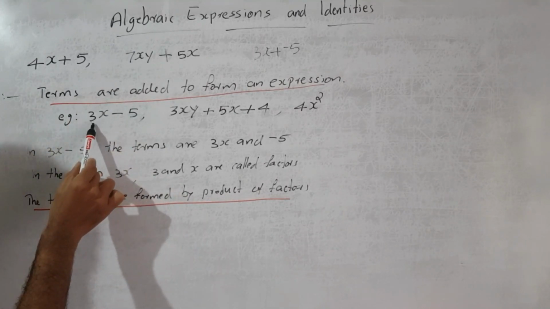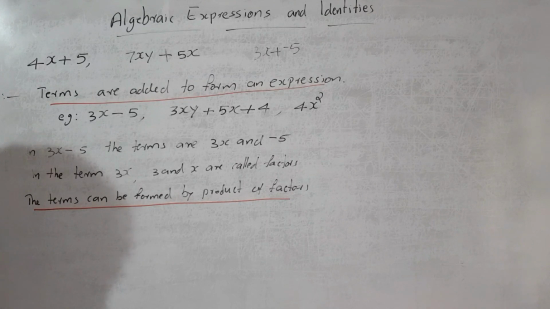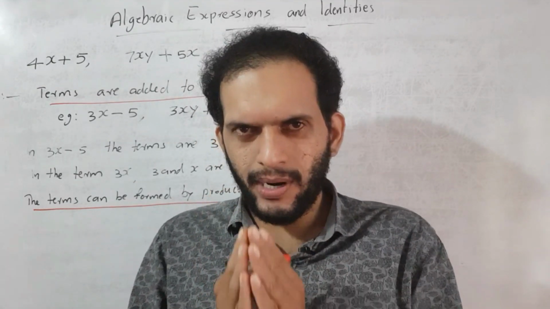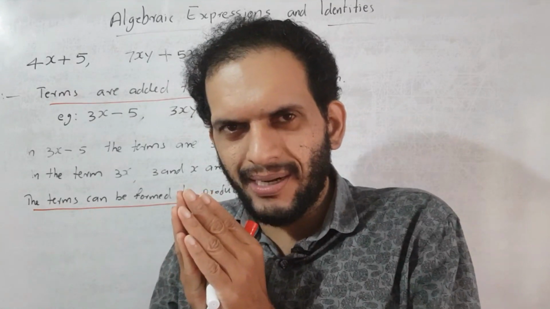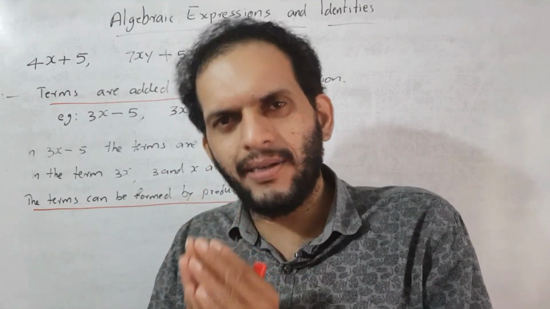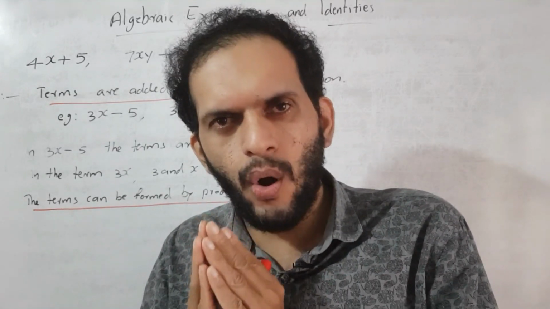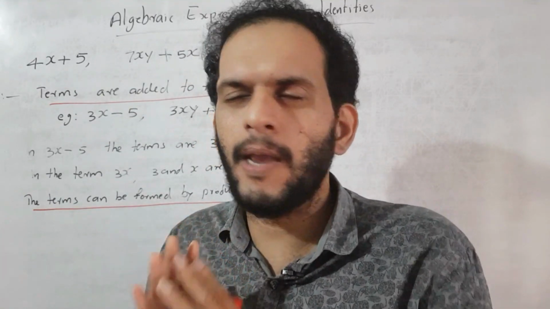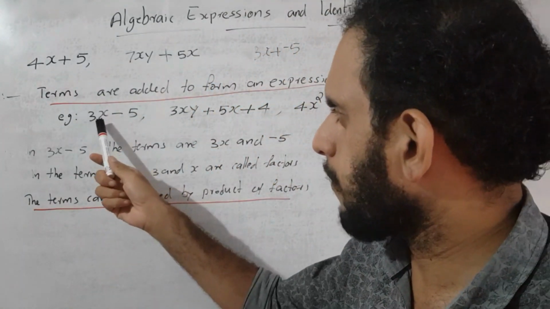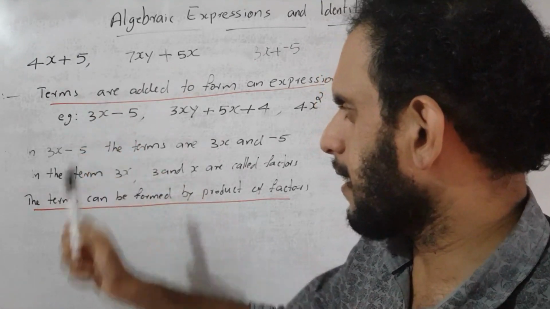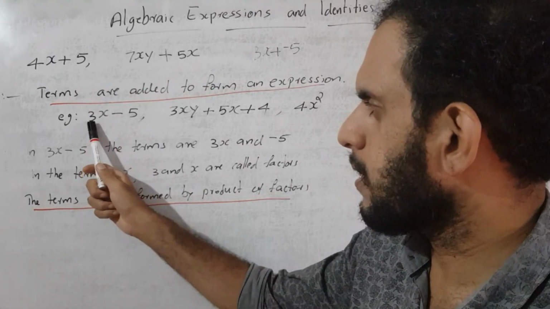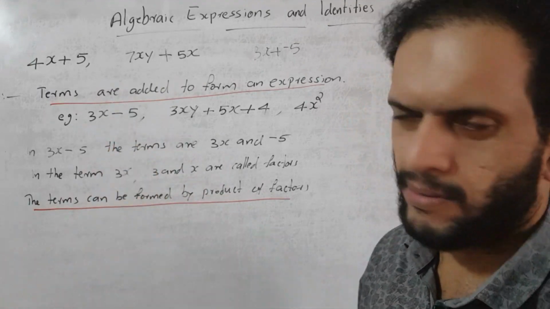Then in this term, the numerical factor in each term is called the coefficient of the variable. I think you got this. In the term, the numerical factor is called coefficient, or numerical coefficient, simply coefficient. Okay. Then here, what is the numerical factor of the term 3x? The numerical factor of the term 3x is 3. So 3 is called the coefficient of x.